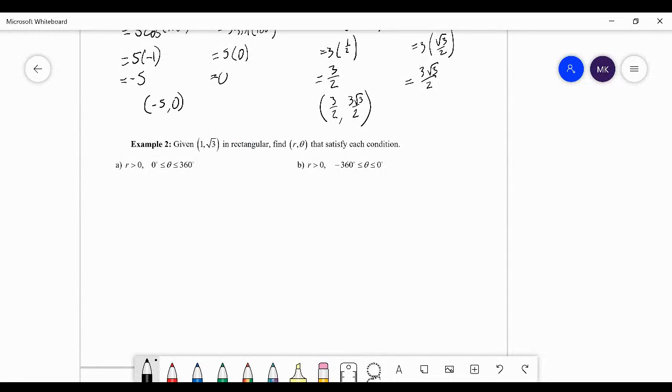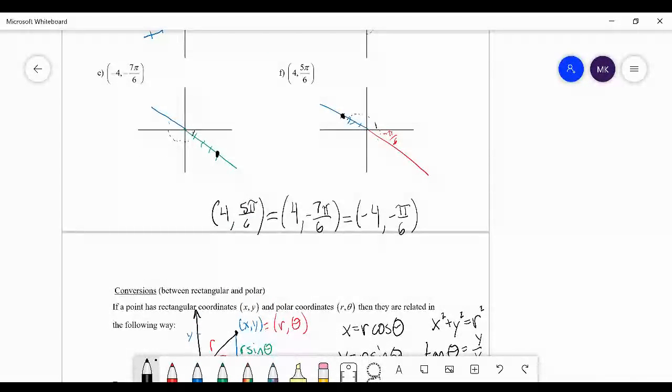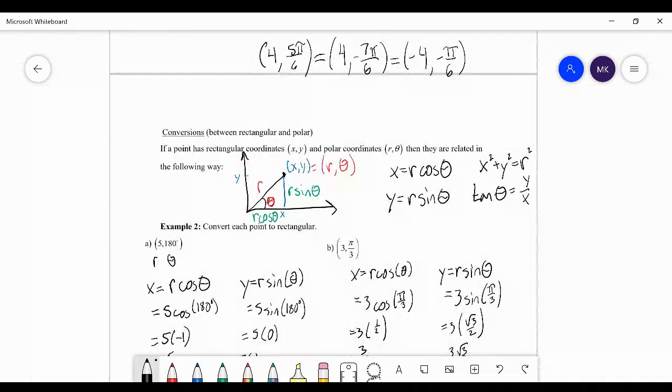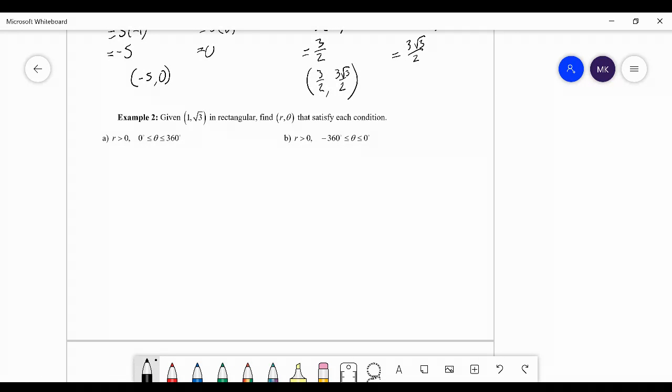Now, remember we had some really easy equality things, right? If we look here, we have the point 4 comma 5 pi over 6, same as 4 comma negative 7 pi over 6. And so we can actually say, given the point 1 comma square root of 3 in rectangular coordinates, we can find r and theta that satisfy different conditions. Both a and b are finding the same point in two different ways.